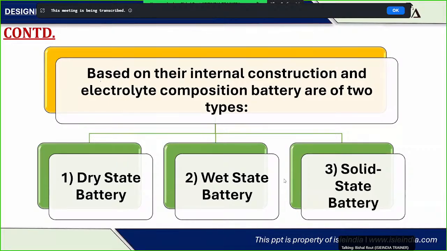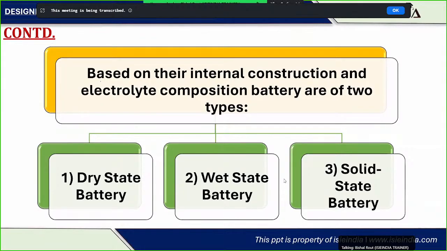Electrolyte composition is based on what kind of electrolyte we have injected inside a particular cell. Based on that, cells are divided into dry, which has a dry or paste-like electrolyte, right? Second is the wet state battery. All the lithium-ion batteries which we are utilizing, maybe LFP cell, maybe NMC cell, are all wet state batteries.